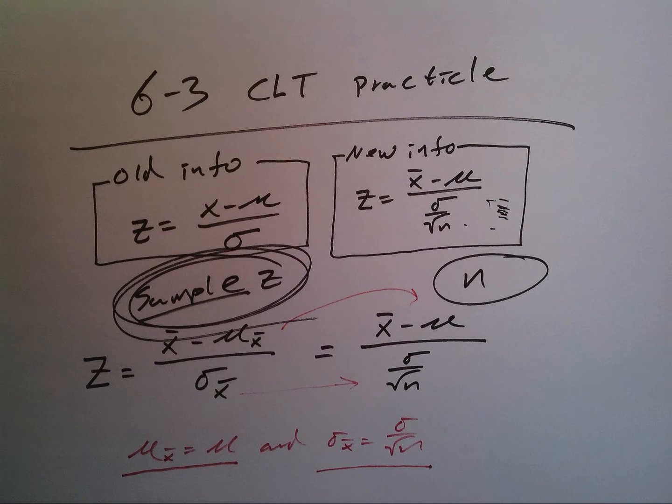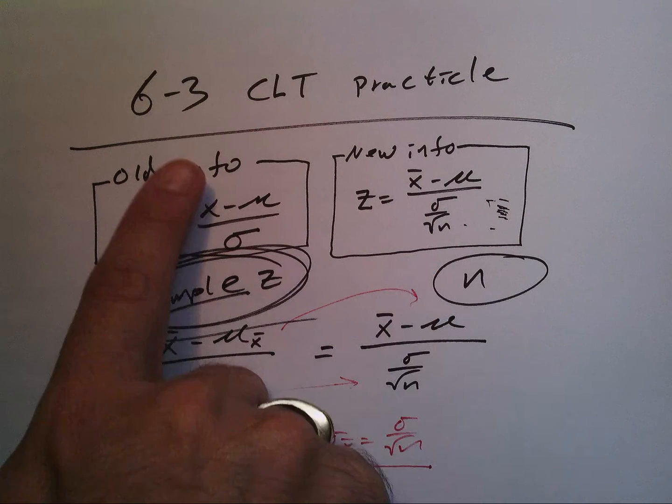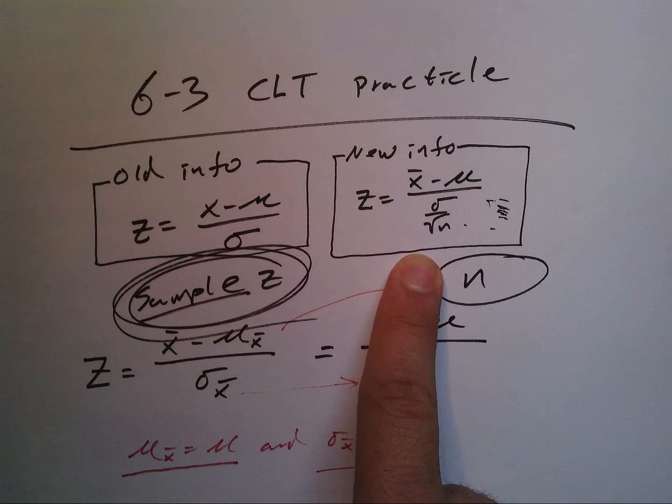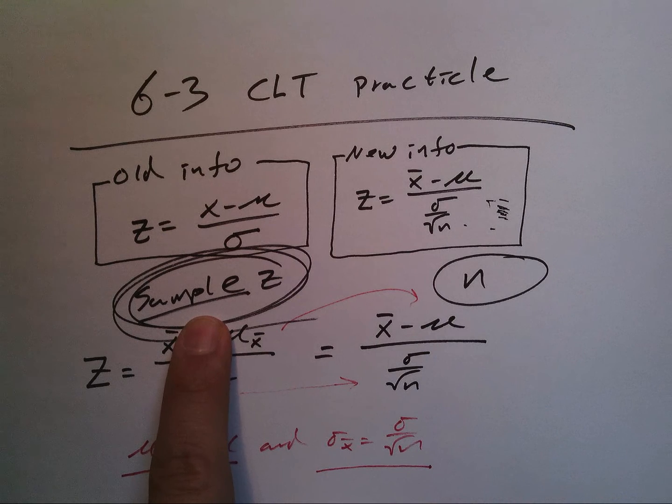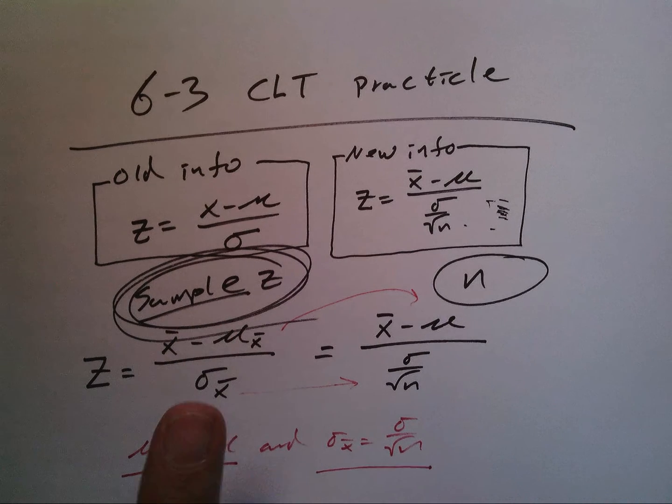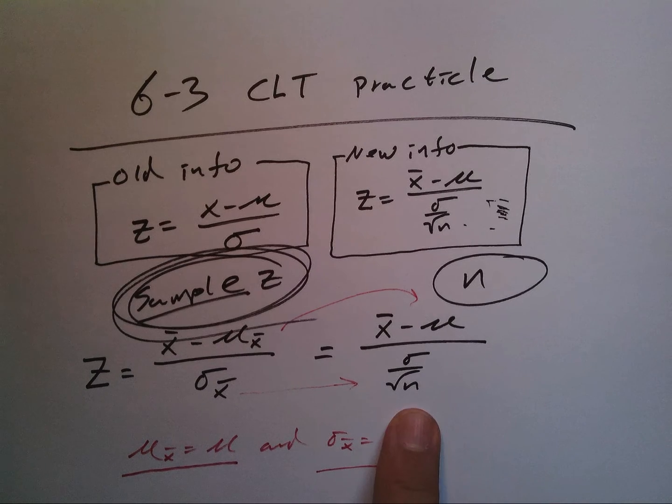We'll have something very similar with 6.4 when we're approximating the binomial, but we'll get to that when we get to that. For now, you have to use this formula in 6.3, reason being samples. As soon as you're doing samples, this is the z formula you're using, which translates into this.